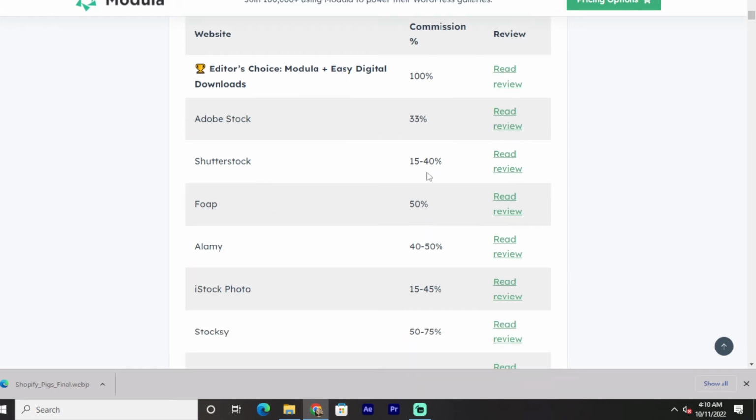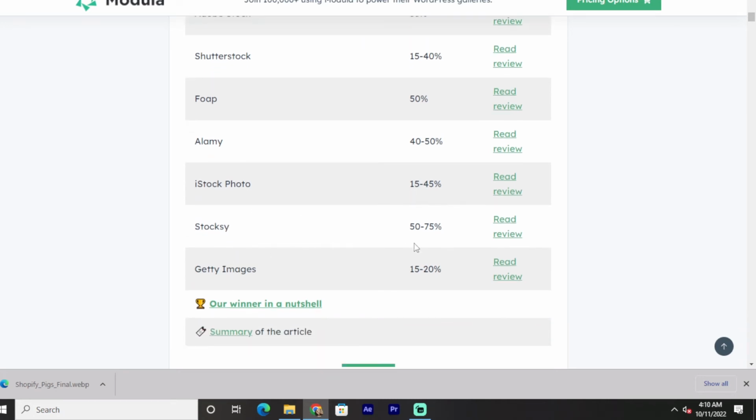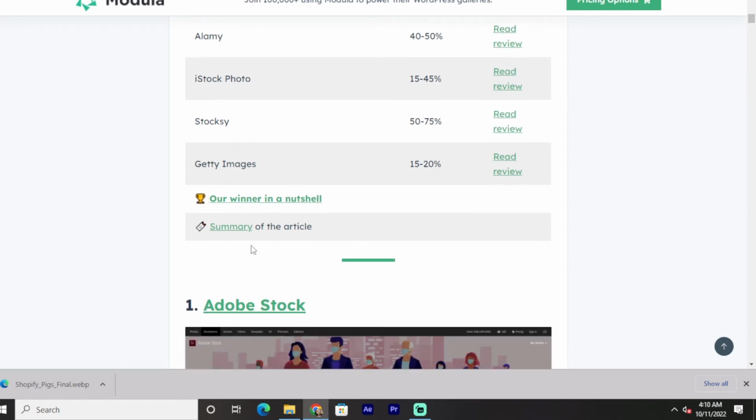Shutterstock is 15 to 40%, read reviews. You can also check here by clicking on read reviews. Fotolia 50%, Alamy 40 to 50%, iStock Photos 15 to 45%, StockSy 50 to 75%, Getty Images 15 to 20%. Our winner in a nutshell, you can also check here and see more summary.